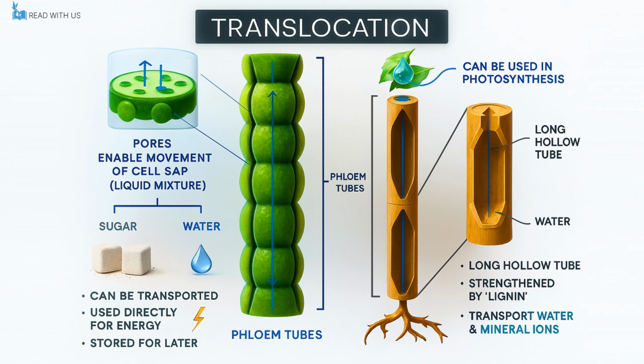Next to the phloem tissue, we find xylem tissue. Xylem tubes are also composed of a column of cells, but in contrast to phloem, xylem cells are dead and do not have end walls between them, which allows them to form one continuous hollow tube. These tubes are strengthened with a compound known as lignin, which provides rigidity and helps the tubes withstand the pressure of water flow. The xylem transports water along with dissolved mineral ions from the roots up through the stem to the leaves. In the leaves, the water plays a crucial role in photosynthesis.